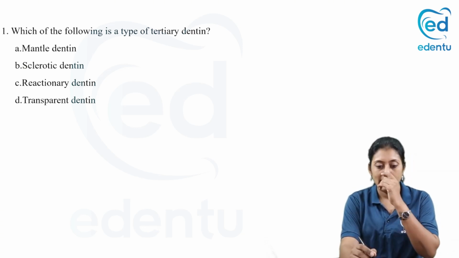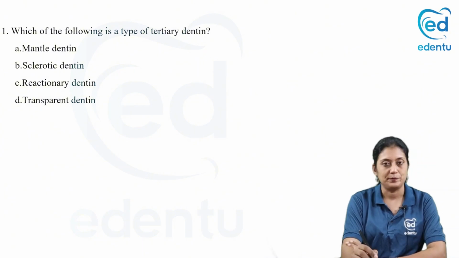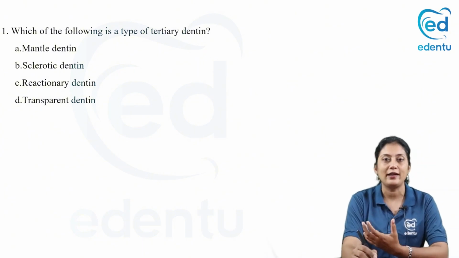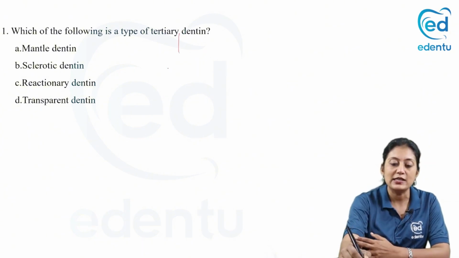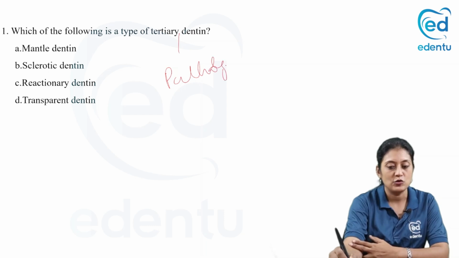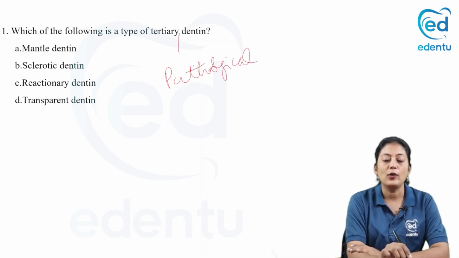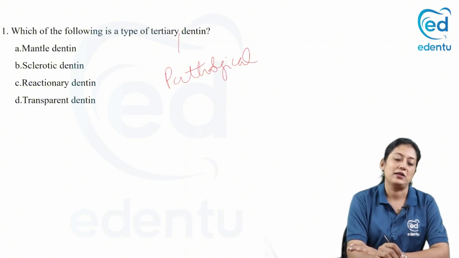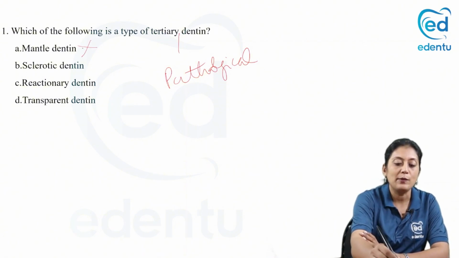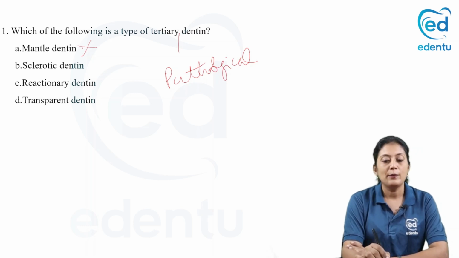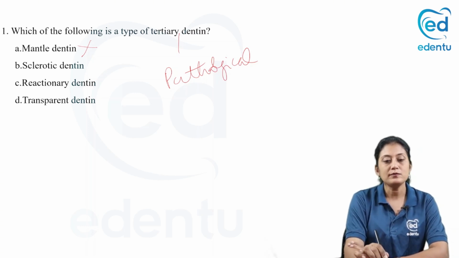So which of the following is a type of tertiary dentin? We know that dentin is primary, secondary and tertiary types, and tertiary is a pathological type of dentin. The options given are mantle dentin, sclerotic dentin, reactionary dentin and transparent dentin. Mantle dentin is a type of primary dentin. We all know that. Primary dentin is mantle and circumpulpal dentin. So that option is out.